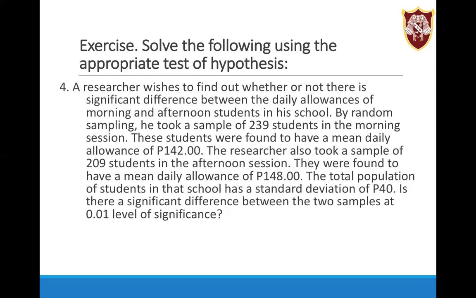So the question is, is there a significant difference between the two samples? We just want to know if there's a significant difference between the two samples. We are not saying that the mean allowance of one sample is greater or lower than the other. So this implies that the test to be used is of type two-tailed test, no? So it's non-directional.